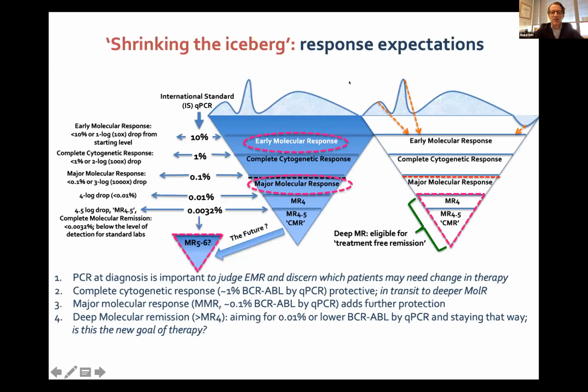When I talk to my patients, I try to emphasize to them that the PCR at diagnosis is very important to judge their response trajectory, that cytogenetic response is very important, but really maybe in transit to deeper molecular response, and that we are aiming for deep molecular response. But again, this is really the best schematic and the direction we want to go in. But early molecular response, cytogenetic response, and major molecular response continue to be our landmarks.